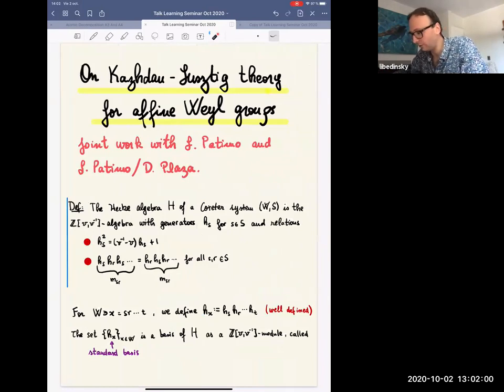So this talk is called On Kazhdan-Lusztig theory for affine Weyl groups, which is a huge title for what I will explain. It's partially in work with Leo Patimo, and the theorems are with Leo Patimo, and the work in progress is with Leo Patimo and David Plaza.